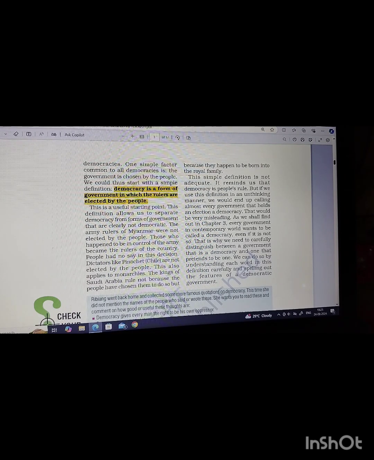The dictators like Pinochet were not elected by the people. They applied monarchies. The kings of Saudi Arabia also were not elected by the people, but they got the position or the powers of ruler because they were born into a royal family. So the definition is not adequate. It also reminds us that democracy is actually people's rule.